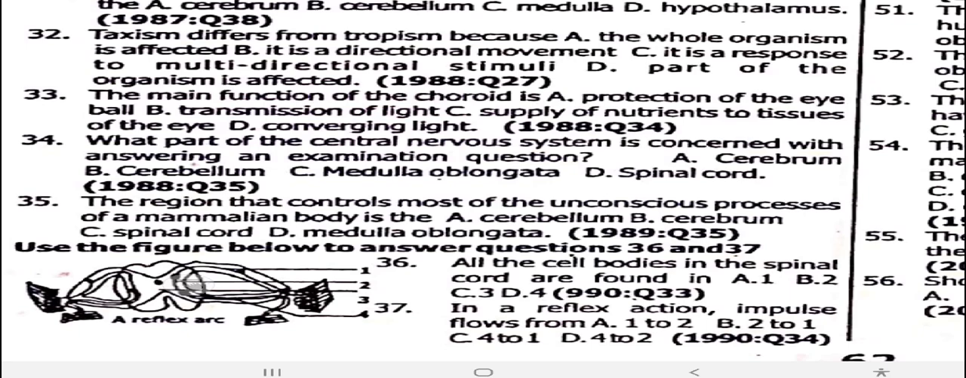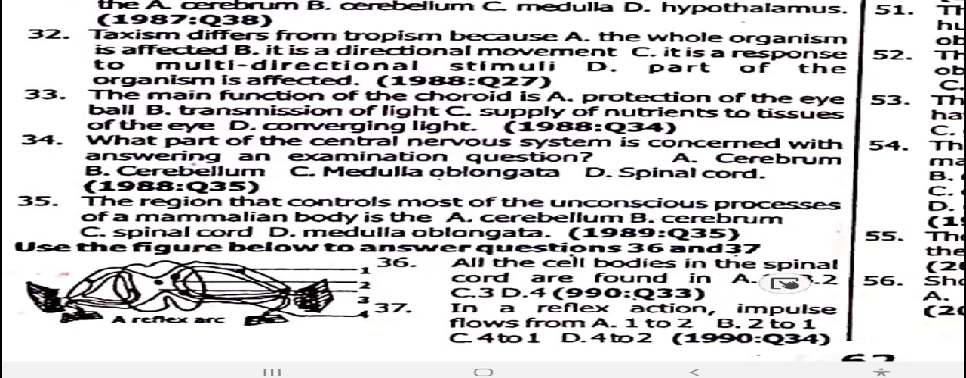Because they say the region that controls most of the unconscious processes of the mammalian body, the spinal cord, because it also relates the unconscious part to the conscious part, meaning the medulla to the other parts of the brain, which has to do with the cerebrum and the cerebellum. So spinal cord.